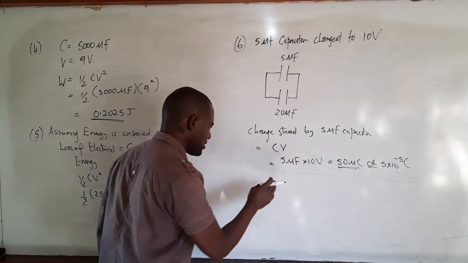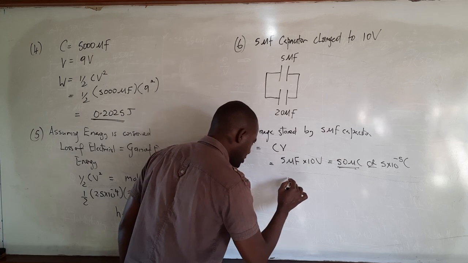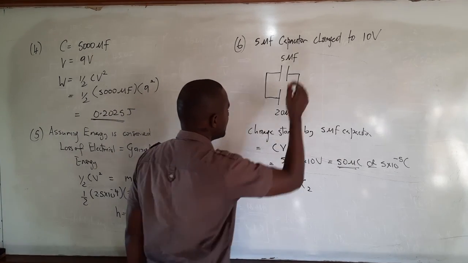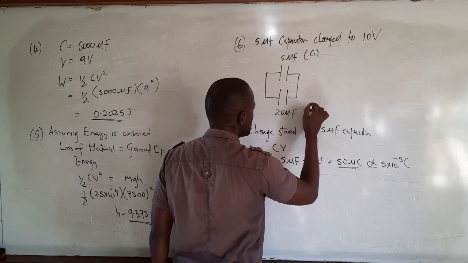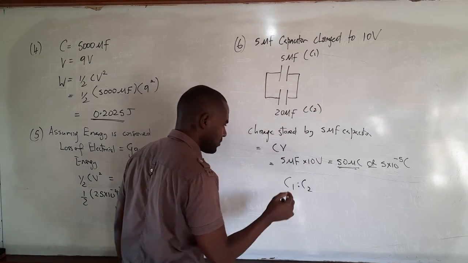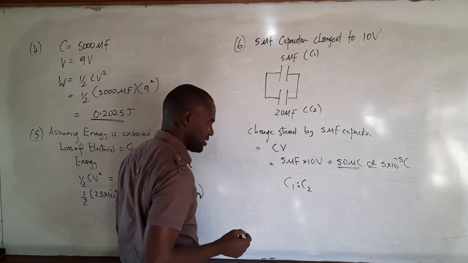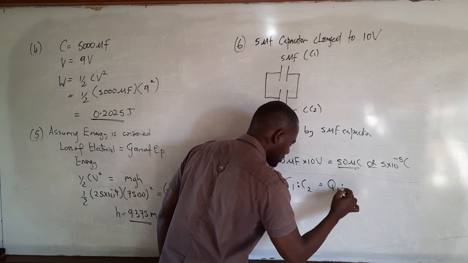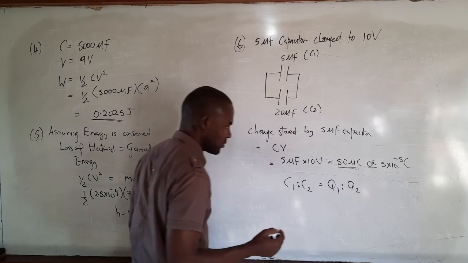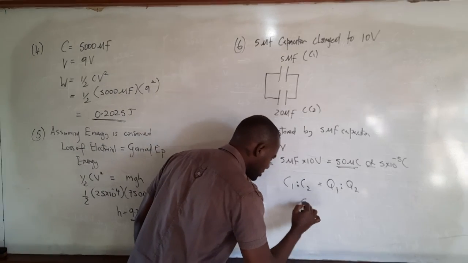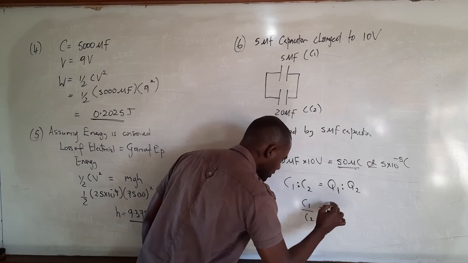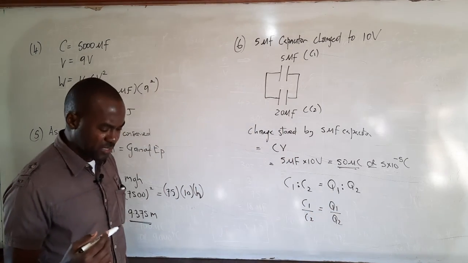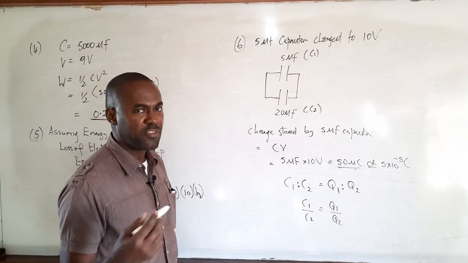If we have two capacitors of capacitance C1 and C2 connected in parallel, right? So let's say, for instance, C1 and C2 connected in parallel, the ratio of their capacitances will be equal to the ratio of the respective charges stored. So in other words, we can say that C1 over C2 will be equal to Q1 over Q2, because the ratio of the capacitances will be equal to the ratio of the charges stored.